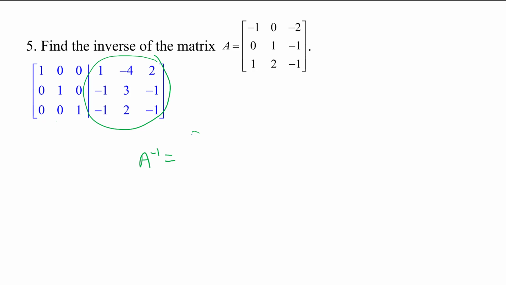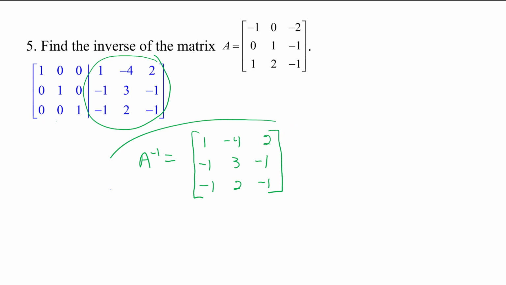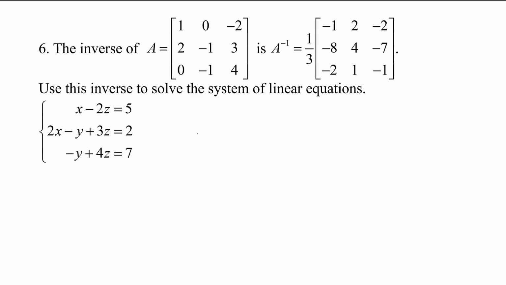So we can just write what we have here. A inverse is the matrix 1, negative 4, 2, negative 1, 3, negative 1, negative 1, 2, negative 1, and we're done. So this last step was the easiest part for sure. Let's go on then, and we're going to start working with solving systems of equations.